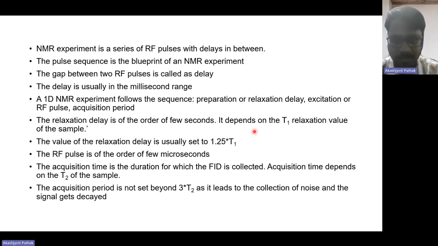It is called a delay, and the delay is usually in the millisecond range. In a 1D NMR experiment, the sequence follows: preparation or relaxation delay. So what happens in the preparation or relaxation delay?